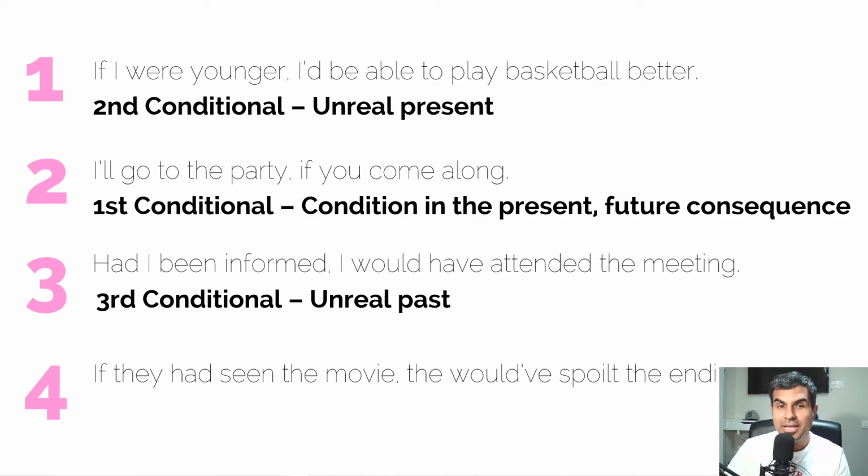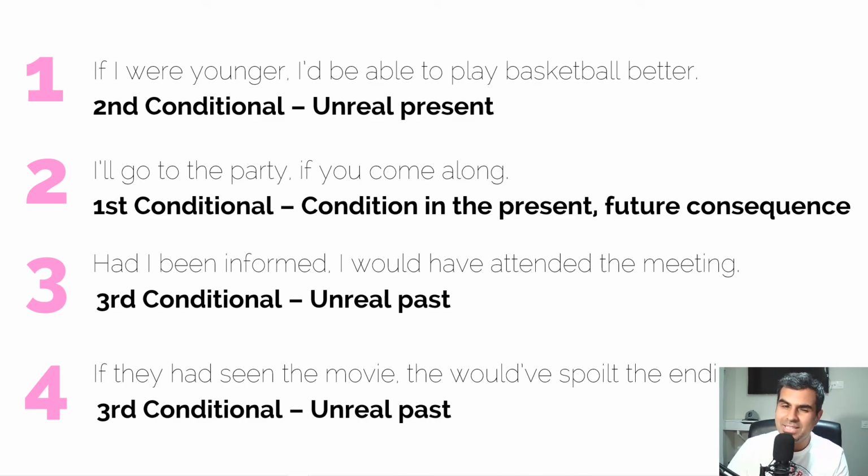And let's take a look at the last one here, our last sentence. If they had seen the movie, they would have spoiled the ending. I think it's again a very clear example of our third conditional, because if they had seen it, that means they haven't, they would have spoiled it. So whenever we use this past perfect over here, if they had seen the movie, we actually can guess that it's third conditional. We are talking about something that is unreal from the past.